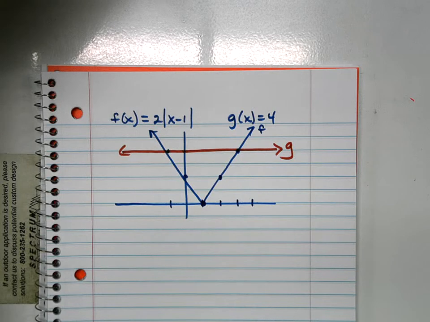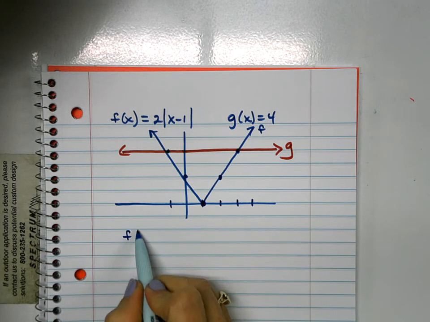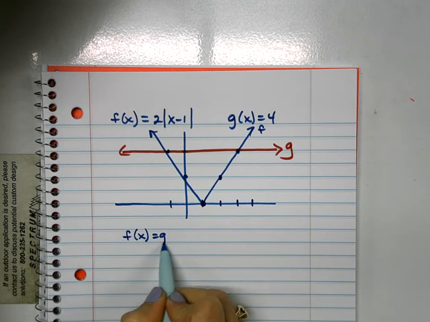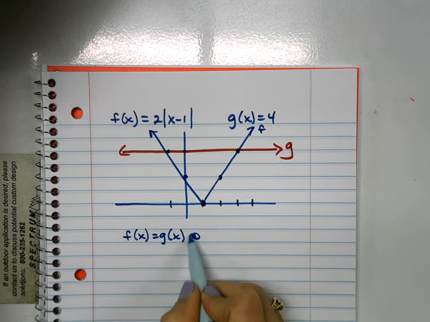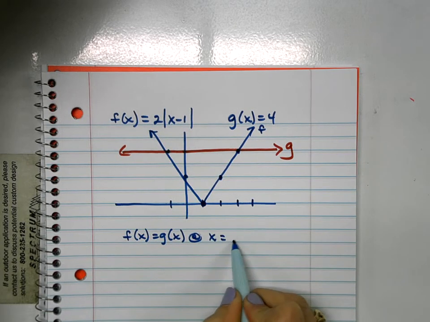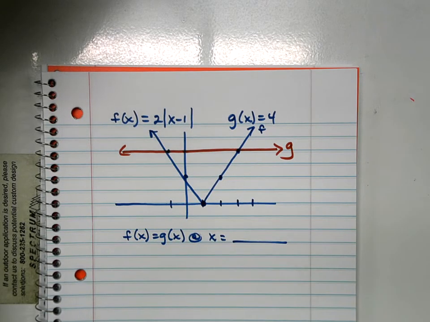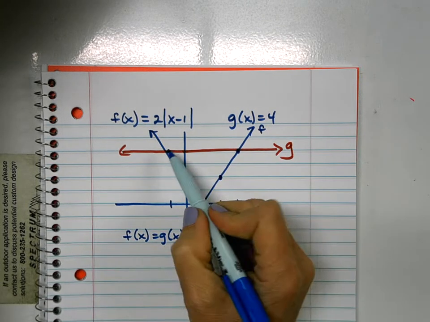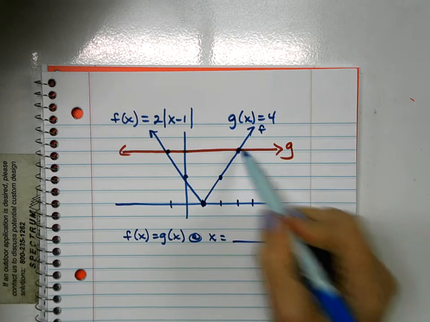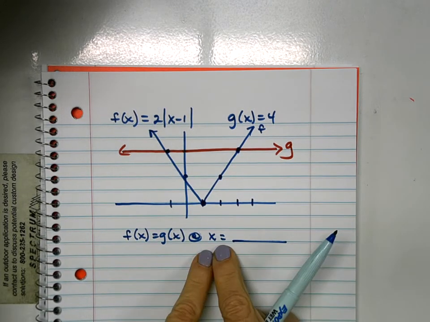And then on the worksheet it's going to say this: f of x equals g of x at x equals, and then a blank. So you'll look at the graph and you would have to know again that where this is true is where they intersect, where they cross. So right here and right here would be where they intersect. And this is saying, just give me the x-coordinate there.